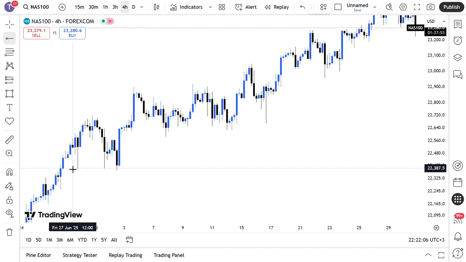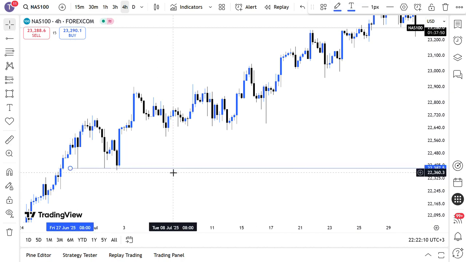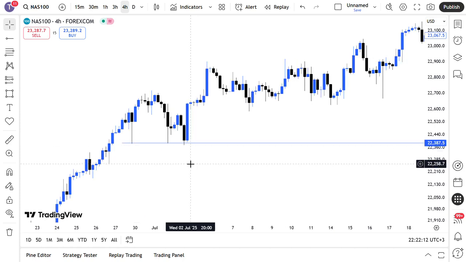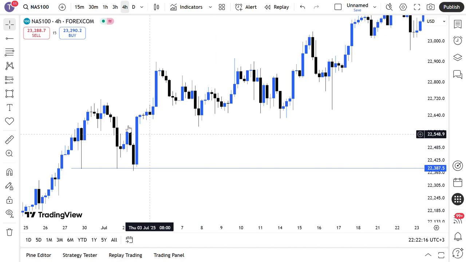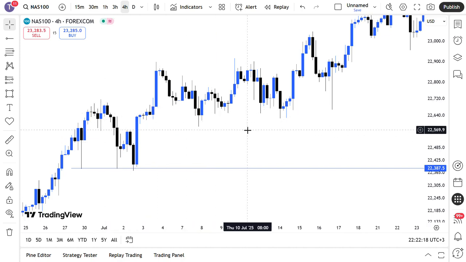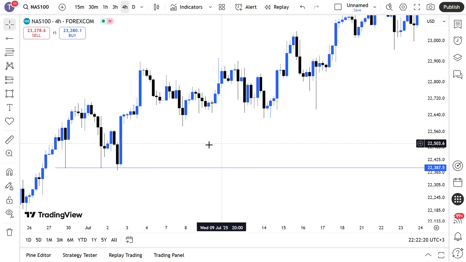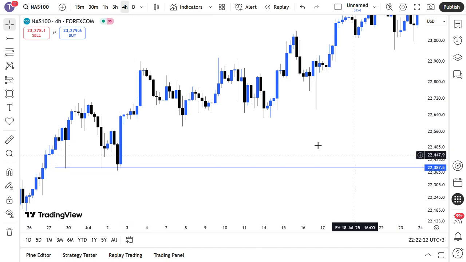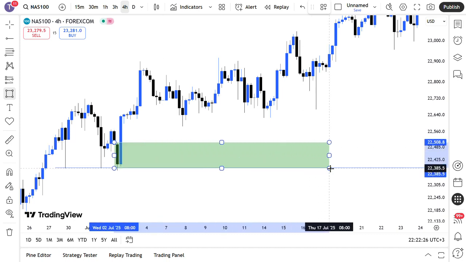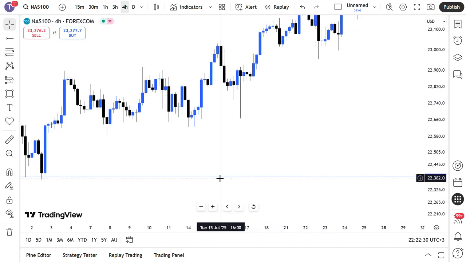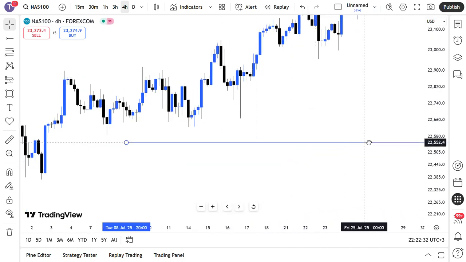Let me use the line so that it can be seen very clearly. We have the sweep of liquidity, and after the sweep of liquidity, we have the break of structure. So this is a very valid break of structure. The market left behind this order block, a very good order block, but never came into the order block. So we just assume it and go to the next one.